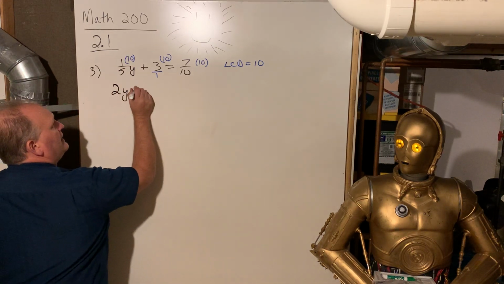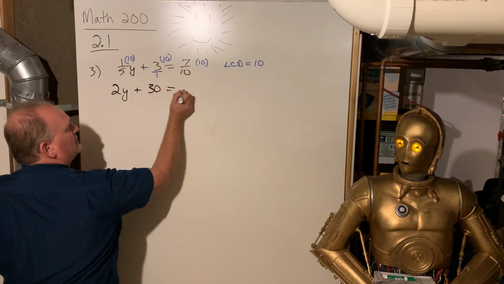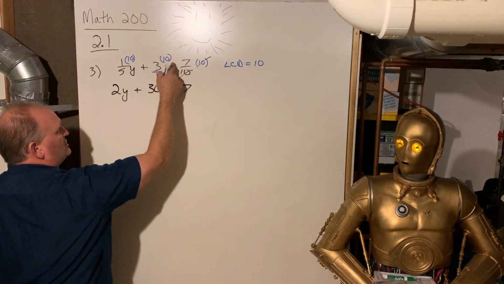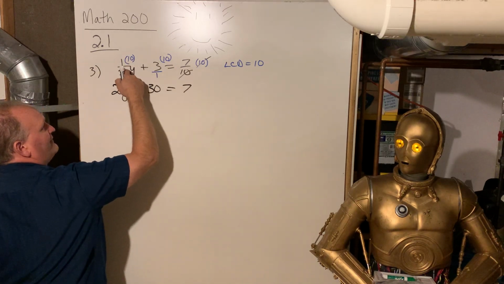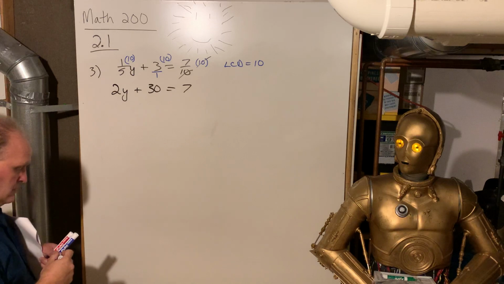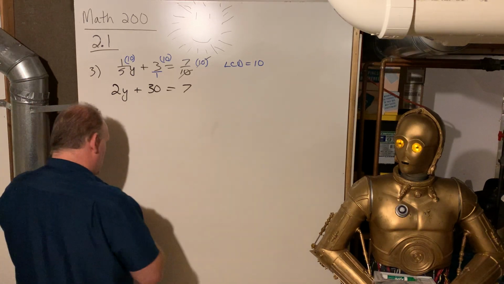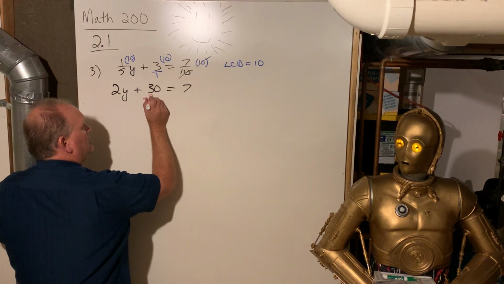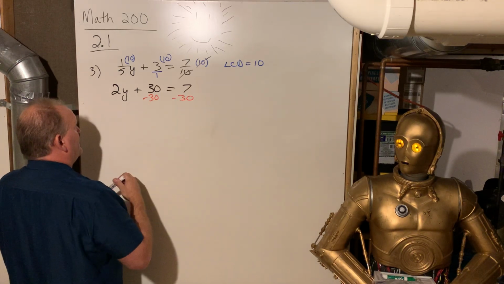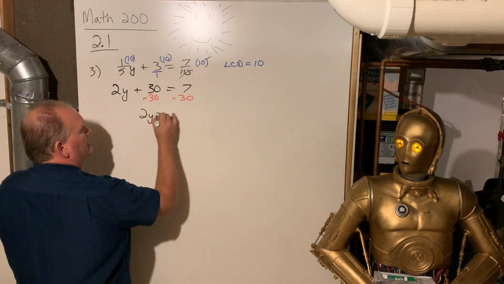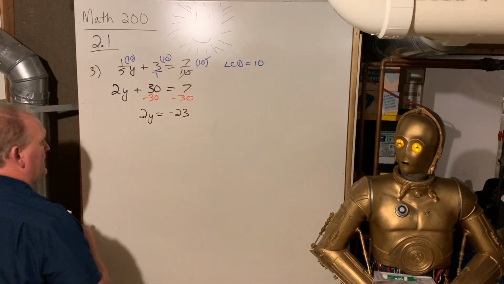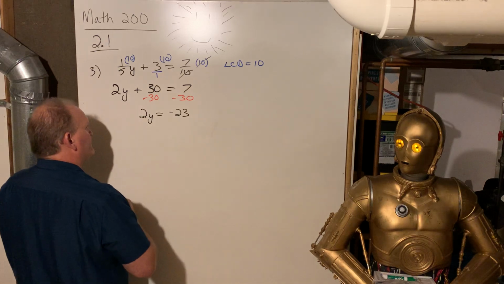You get 2y plus 30 equals 7. That's 70 over 10. That's just 30 over 1. That's 10 over 5. So I reduce them all, and voila, no fractions. Much easier to work with. So I subtract 30 from both sides. I end up with 2y is equal to negative 23. And then I divide both sides by 2.